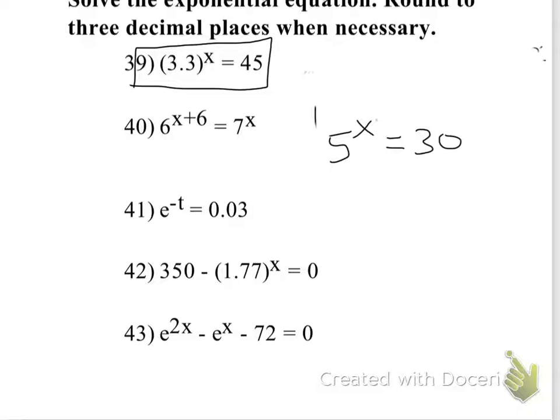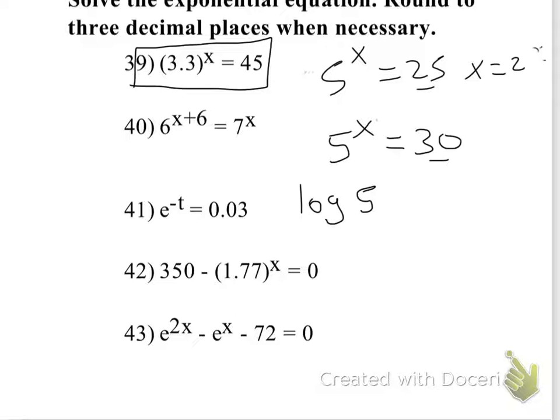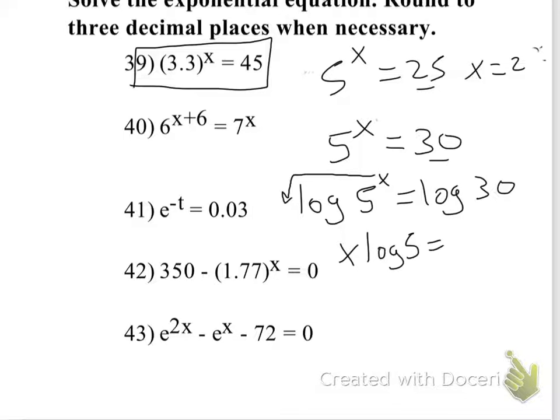If I want to know the x, now I know it's going to be a bit bigger than 2, remember, because 5 to the x equals 25 was x equals 2. So if it's going to be a bit bigger, it's going to be a bit bigger than 2. I'm going to log both sides. I've just written the word log in front of both sides. And the reason is, remember this, you can bring the exponent to the front. So x log 5 equals log 30.